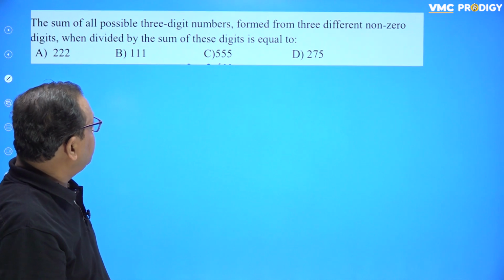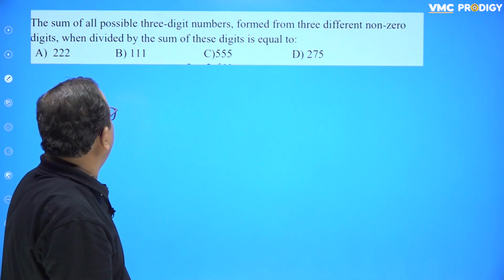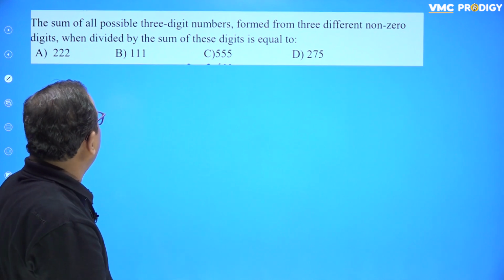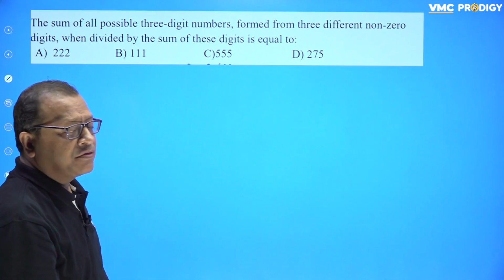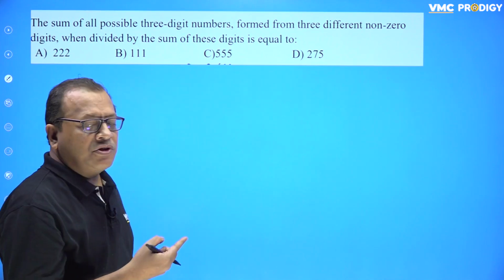The sum of all possible 3-digit numbers formed from 3 different non-zero digits, when divided by the sum of these digits, is equal to how much? The options are 222, 111, 555, 275. So, the sum of all possible 3-digit numbers.